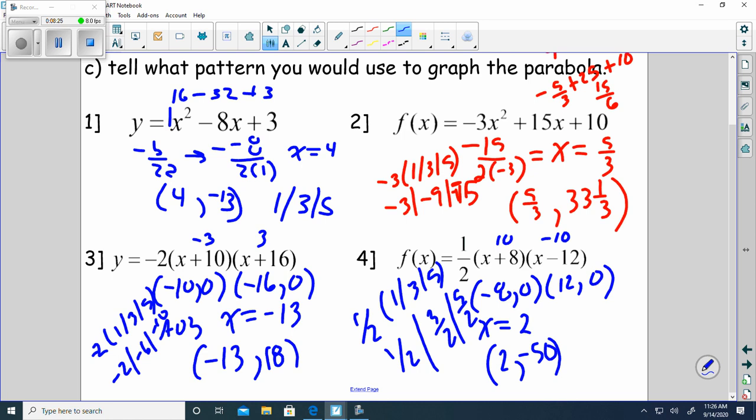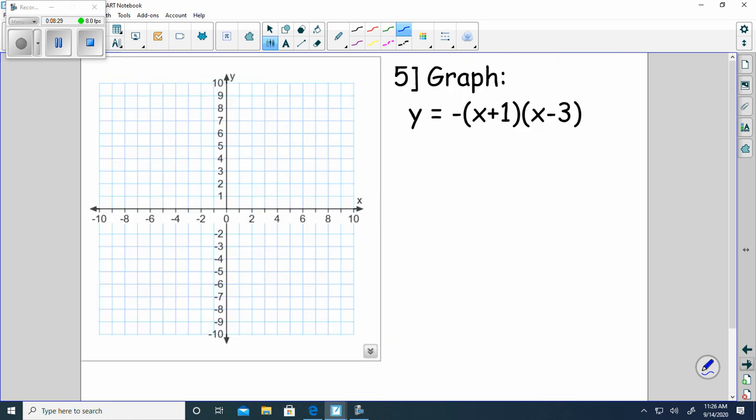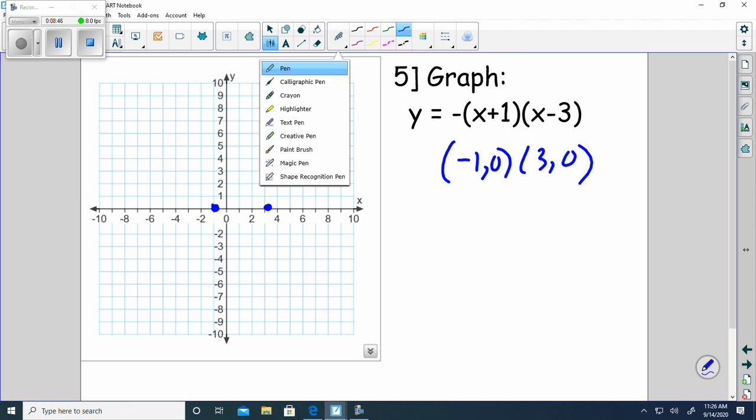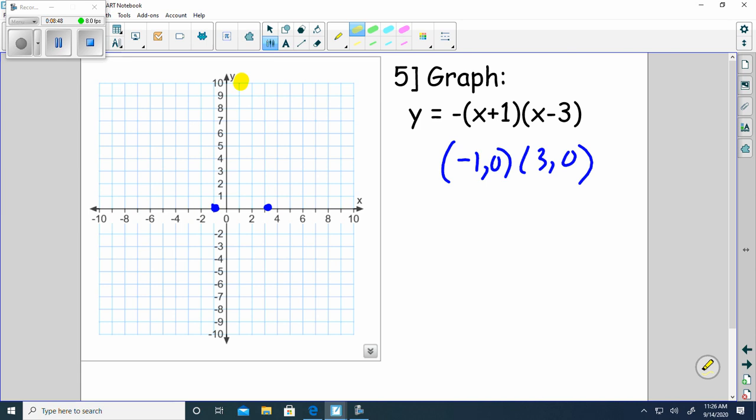Okay. And again, any questions you have on this, we will go over in class. So let's graph this one. So it looks like I'm going to get negative 1, 0, and I'm going to get 3, 0. So negative 1, 0 is here, 3, 0 is here. What appears to be halfway between them will come in. So it looks like right here is where our axis of symmetry is going to be. So our axis of symmetry is x equals 1.